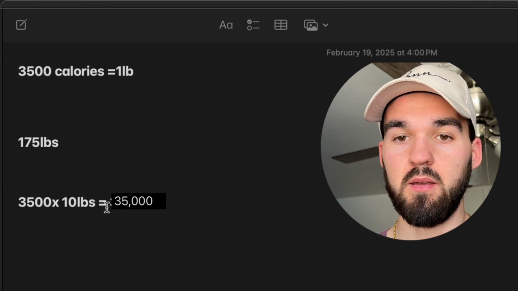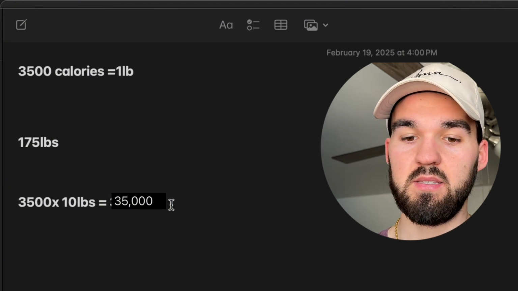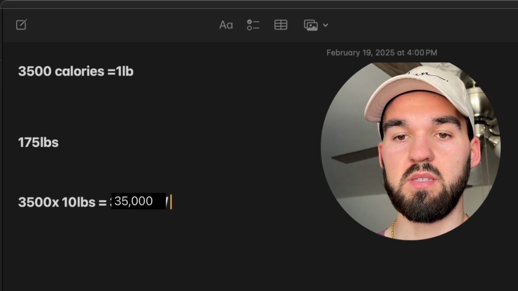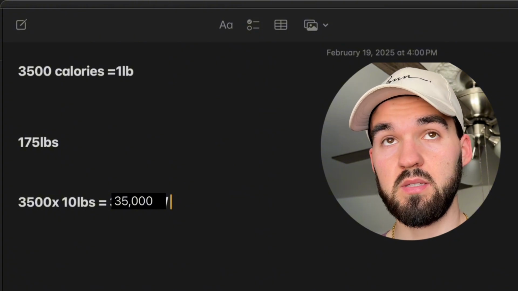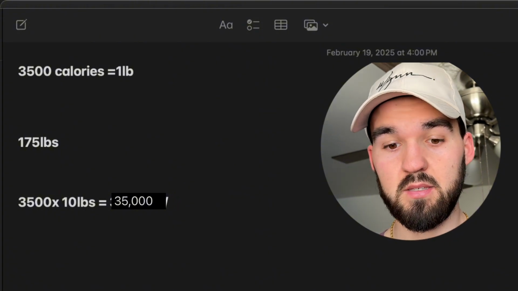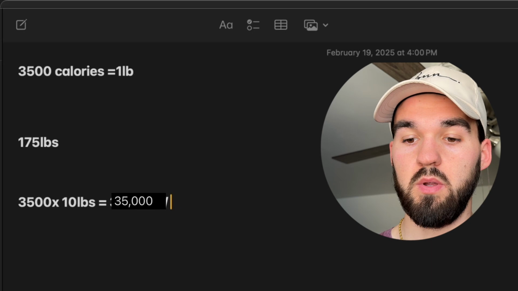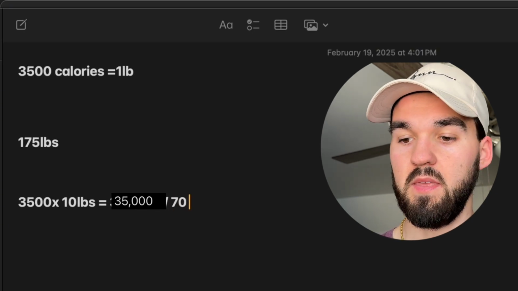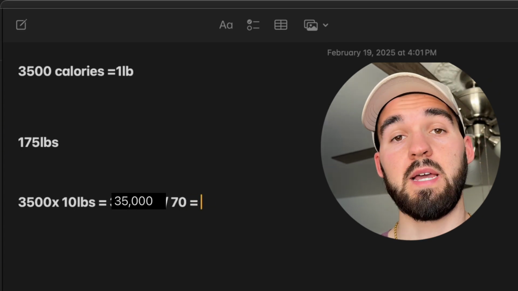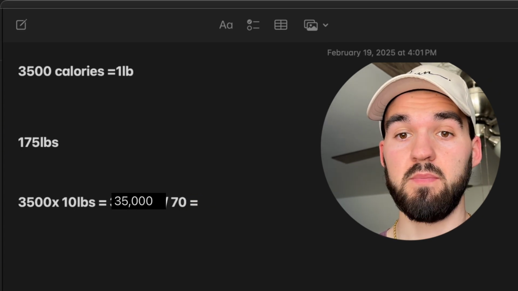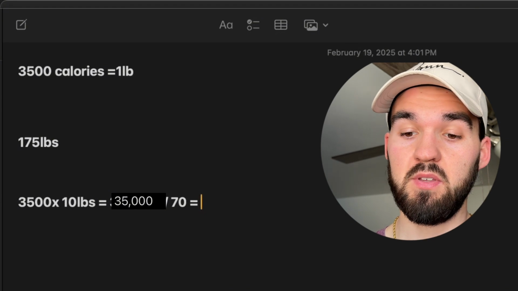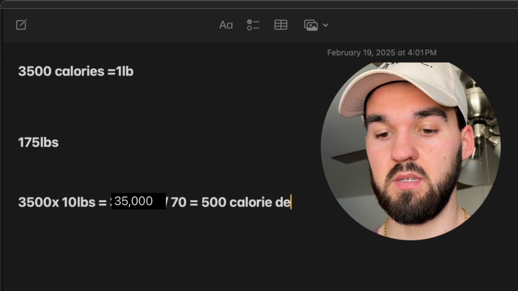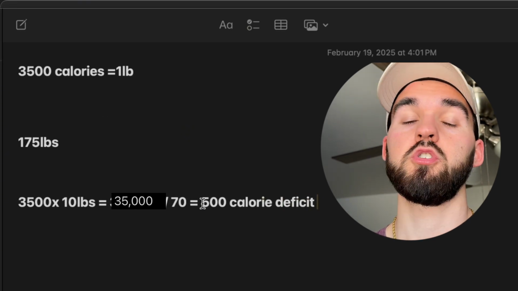Then we're going to take that number right here and we're going to divide that by how many days we want this to take. So 10 pounds in 10 weeks. 10 weeks is 70 days. So we are going to say divided by 70. This is going to equal what our calorie deficit per day should be. So 35,000 divided by 70 is a 500 calorie deficit, which is where most people should be starting off.